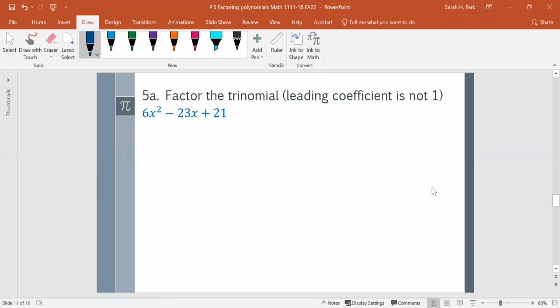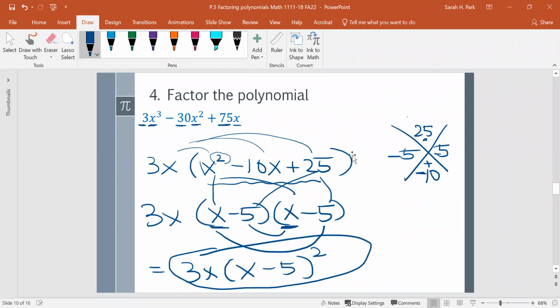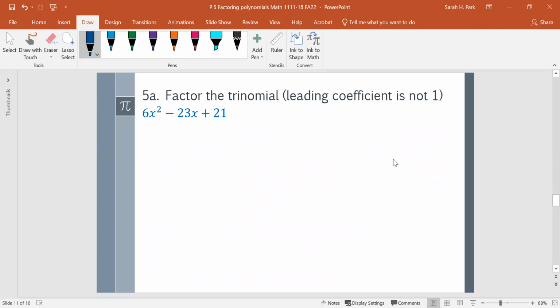Factoring the trinomial when the leading coefficient is not 1. So this is similar to number 4. Here, the leading coefficient, the number in the very front is 3. So what you want to do in that case, you always want to check whether you can factor that out first. So here in this case, 6x squared minus 23x and 21. The 6 and the 23 and 21, they don't really have anything in common. I can't factor out a 6 or anything else from these 3 numbers.